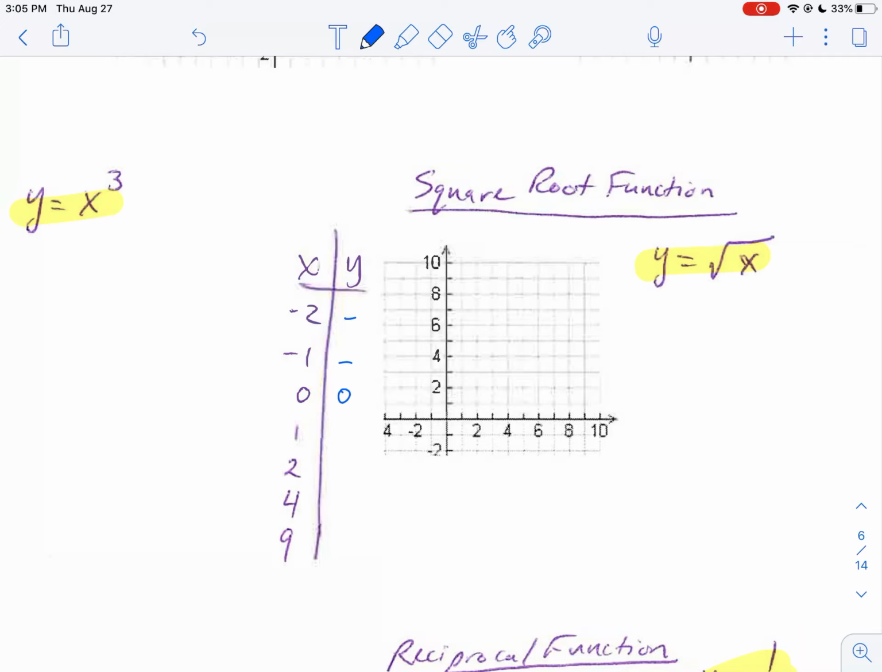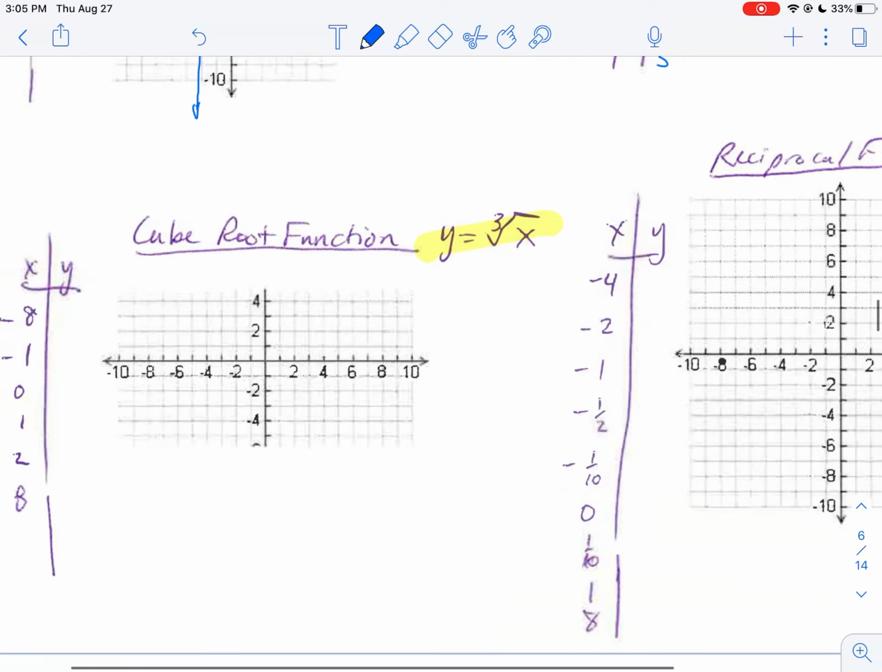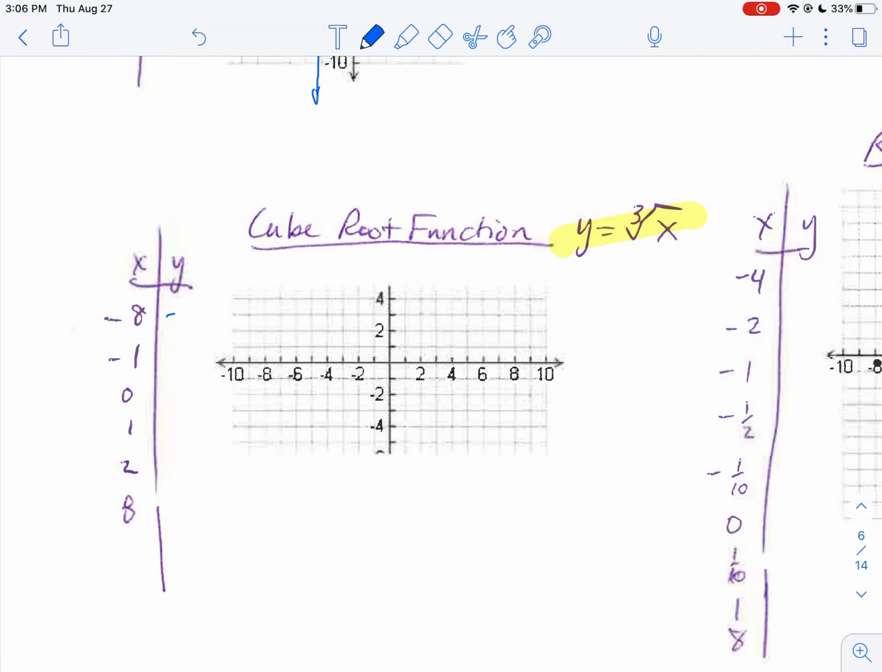Notice we can't take a square root of a negative number here. We can take the cubed root of a negative number, though. Kind of cool, huh? I don't know what the cubed root of 2 is off the top of my head. I'll leave that for you to punch in your calculator.